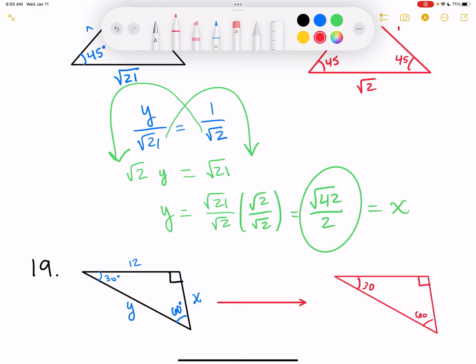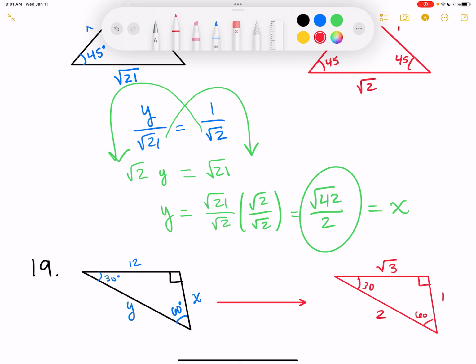So now my question is going to be, do you remember what values go with a 30, 60, 90? There was a square root of 3 somewhere. That's the big one, the big long one at the top. And the hypotenuse is 2, and then the small one is 1. Yep. Good job.